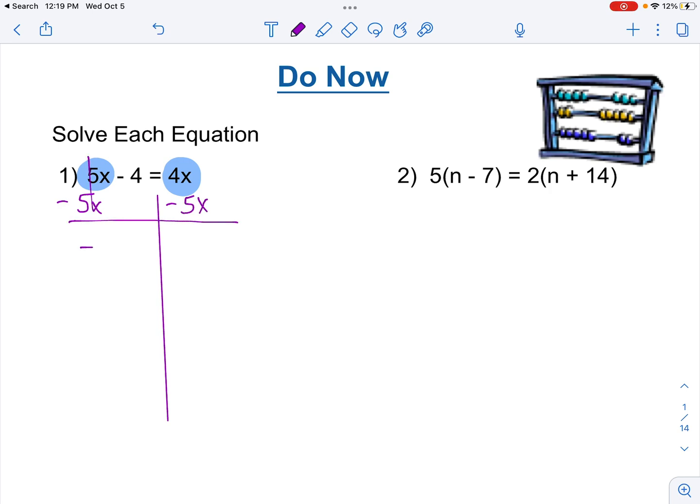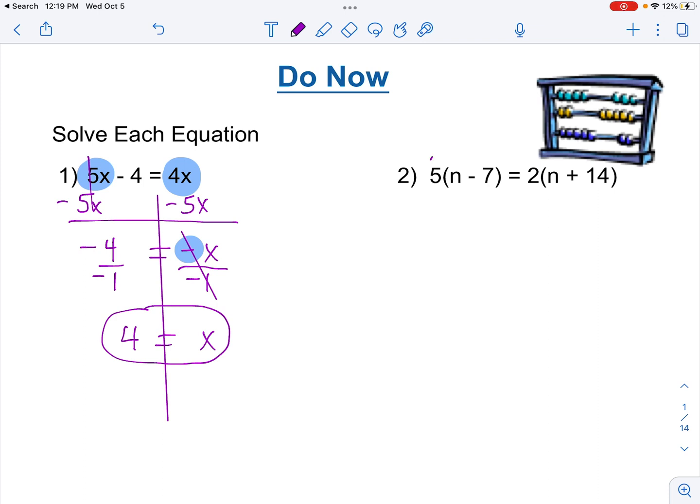5x cancels. What you have left is negative 4 equal to negative x, and we still have to keep going until x is completely by itself, and we get rid of the negative by dividing negative 1 on both sides. That'll cancel your negative out, and you'll have x equal to positive 4.